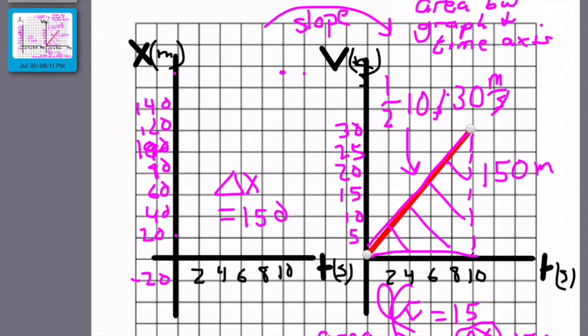Up here. Here we go. And I can just approximate it. I don't know for a fact. Let's just pretend if I told you the starting position was 20, I know the delta x is 150. I know it has to end up at 170. But I can tell a little bit more about the curve.